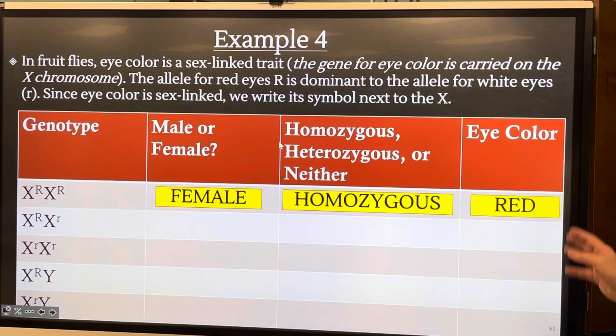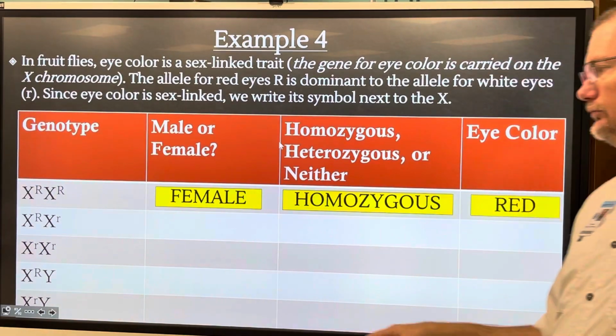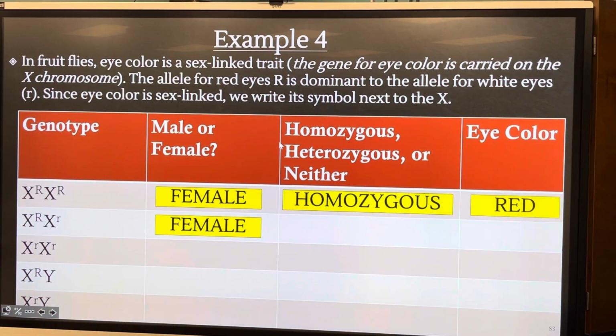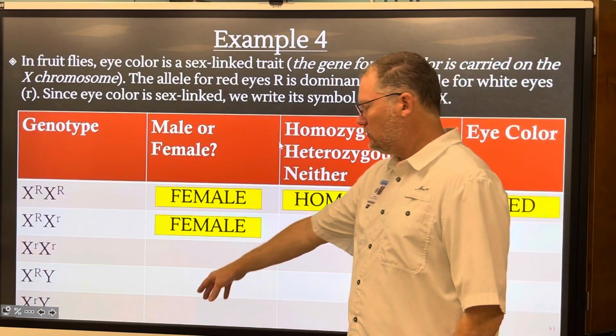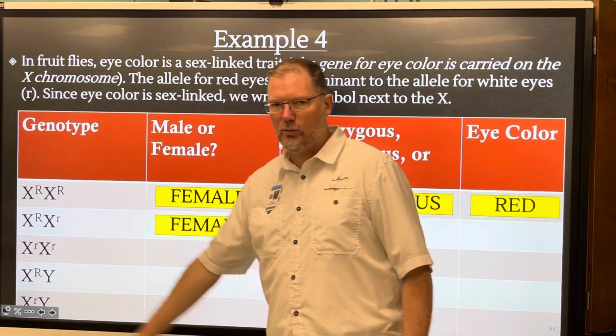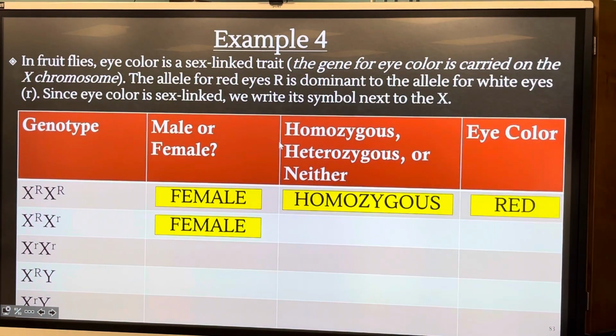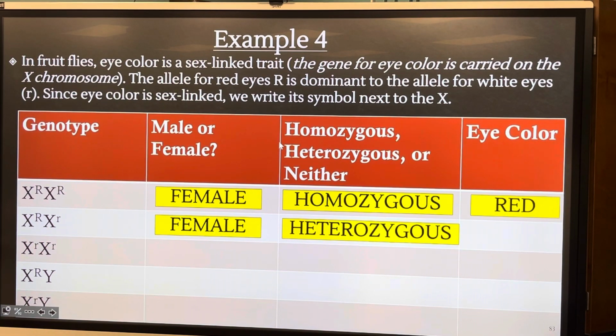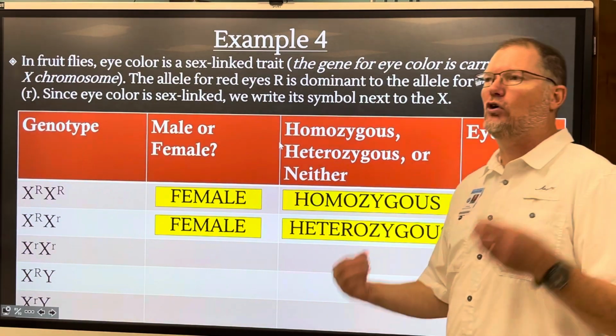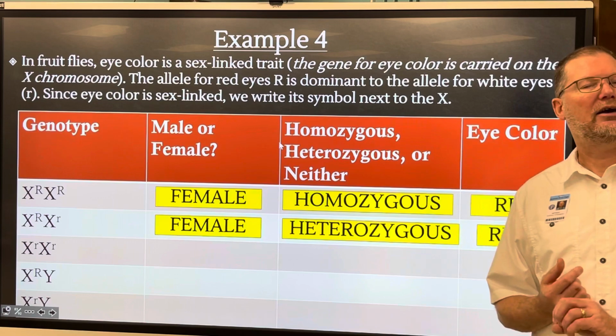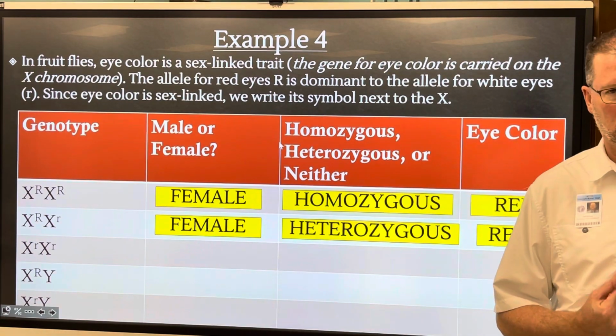We'll do one more, and then you're going to do the rest by yourself, okay? Female, again, because there's no Y chromosome. Definitely heterozygous, because they're different, capital R, little r. And the eye color, because R is dominant over white, it's still going to be red. So you got this. This is the same thing we've been doing, except we're talking specifically about genes that are carried on a sex chromosome, okay?